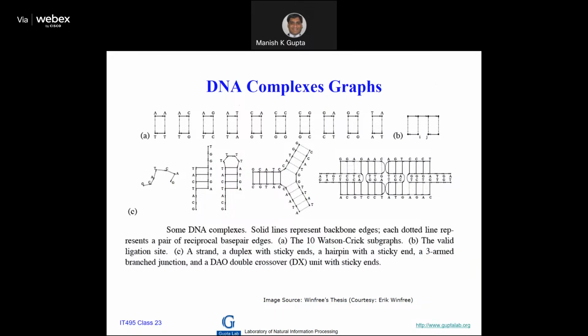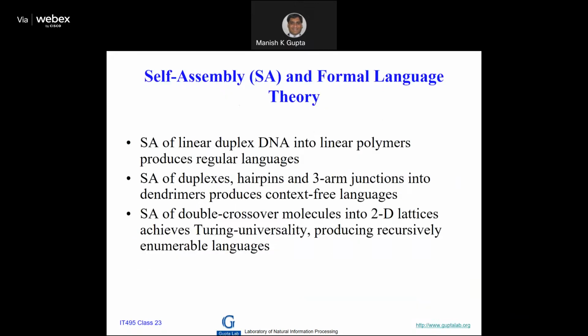So by changing the DNA hardware, you can, and then you have to design an encoding mechanism. You have to map DNA hardware. So suppose you want to accept a certain language. Then you have to design the appropriate DNA hardware and the encoding so that that language is accepted by the particular combination of the DNA molecules. So he has shown that self-assembly of linear duplex DNA into linear polymers produces regular languages.